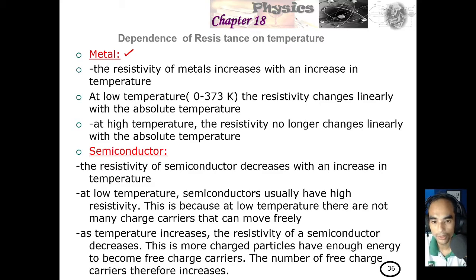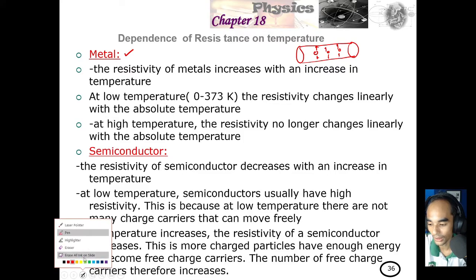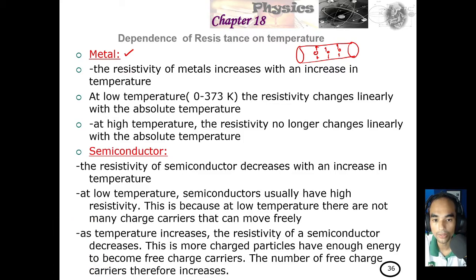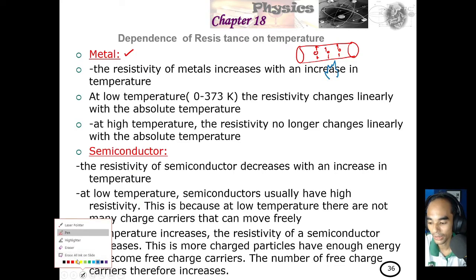Okay, so remember when we learned about drift velocity, there are lattice atoms that vibrate up and down. This lattice atom vibration depends on the temperature outside of the conductor. If we heat up the temperature of the conductor, what happens is the amplitude of the vibration will be bigger, and bigger and bigger.